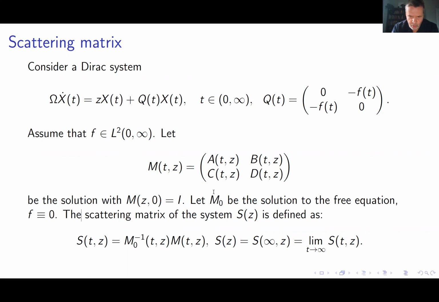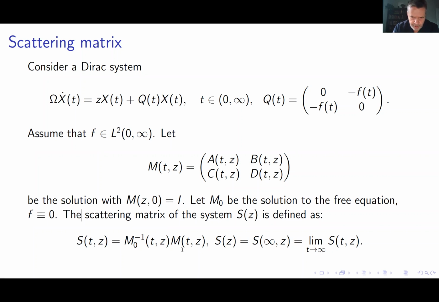And let's recall what is the scattering matrix for the system. We gave this definition yesterday for the canonical system. Here, let's give it directly for the Dirac system. So to find the scattering matrix of this Dirac system, you need to find the same transfer matrix for the free version of the system when Q is identically 0. So that becomes a very simple equation, and you can solve it. And this M0 matrix will be a rotation matrix consisting of sines and cosines.